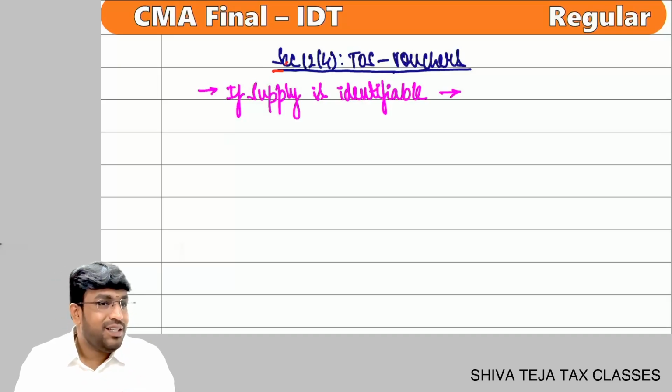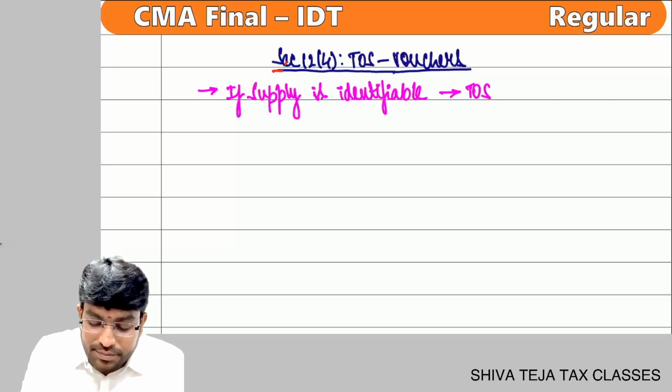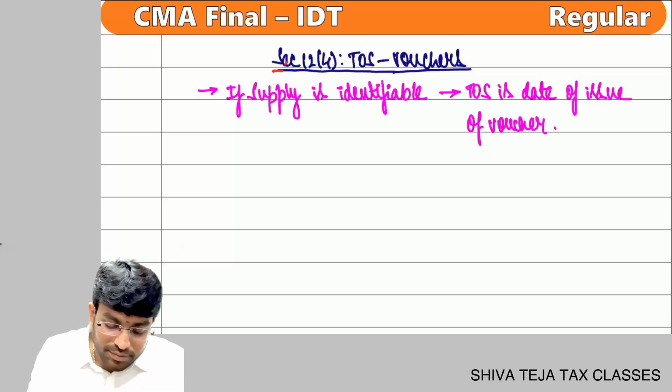Flipkart voucher. Amazon voucher, you can buy anything. In that case, we will tell supply is not identifiable. If supply is identifiable, my dear friends, time of supply is date of issue of voucher, obviously because supply is identifiable.